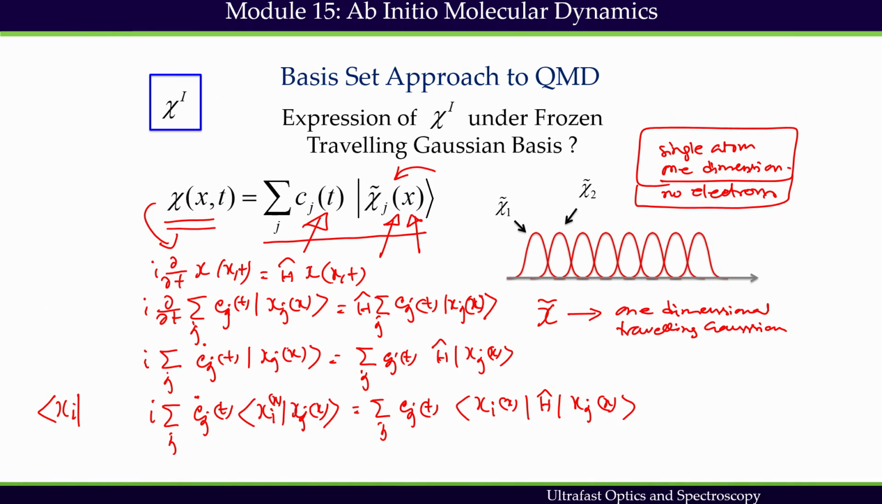So we can write this expression simply as the summation of c_j dot, the first derivative, then this integral we will write as S_ij, equals minus i times the summation of c_j(t), and this integral we will call H_ij.